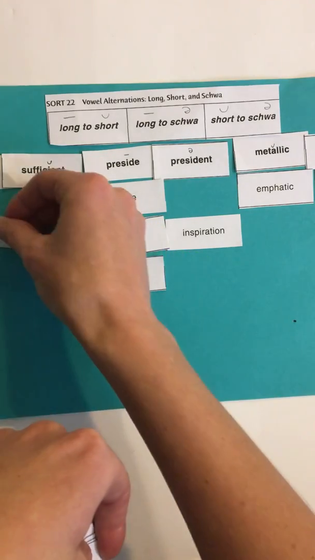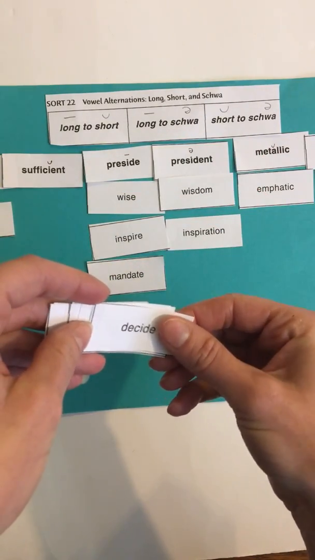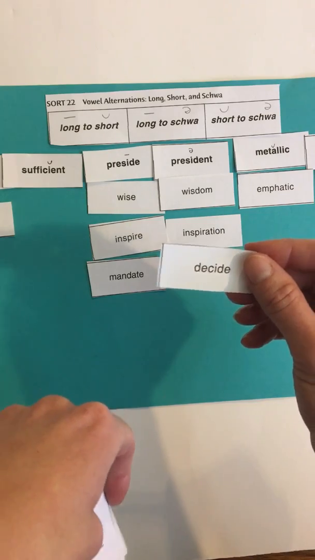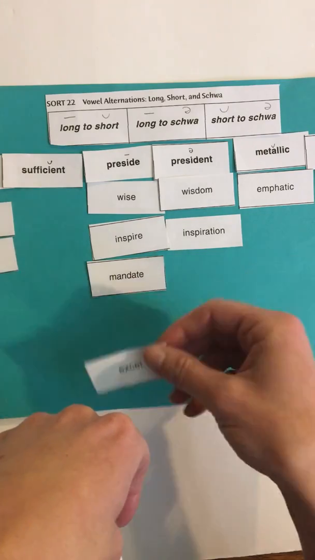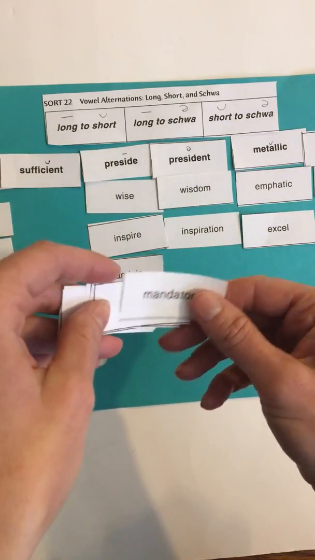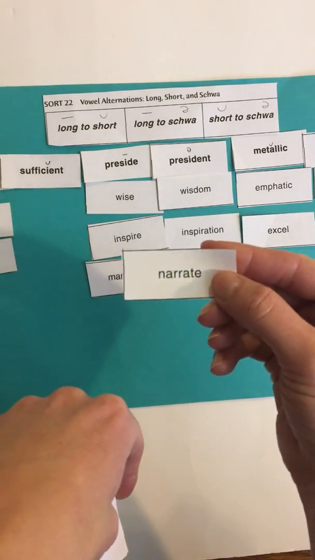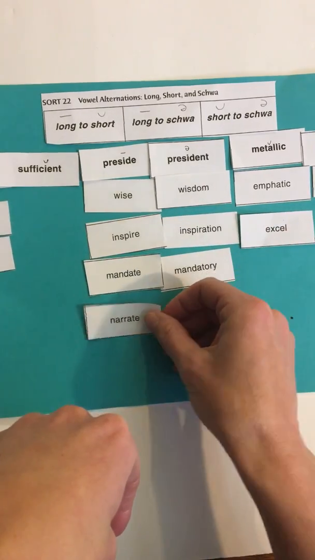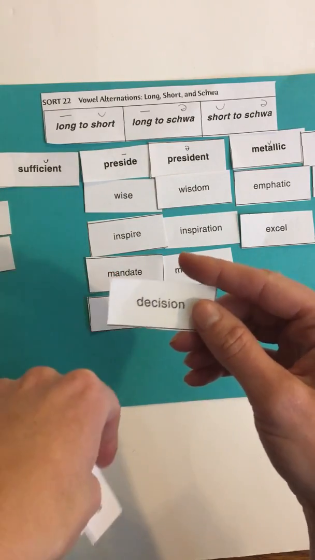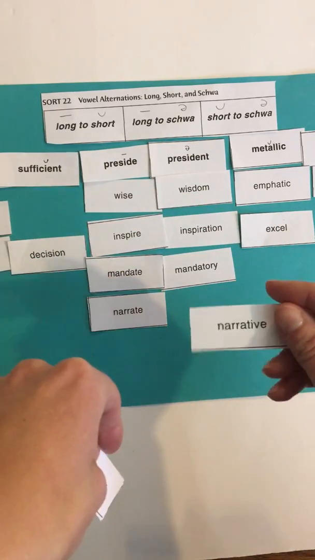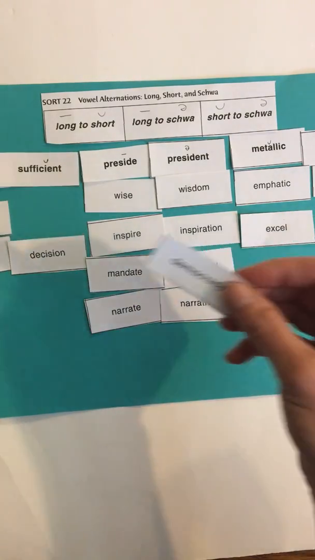Democrat is long. Wisdom goes with wise. Decide, I, long. Excel is short. Mandatory goes with mandate. Narrate is long, A. We'll see, we have silent E's here. Decision goes with decide. Narrative goes with narrate. Democracy with democrat.